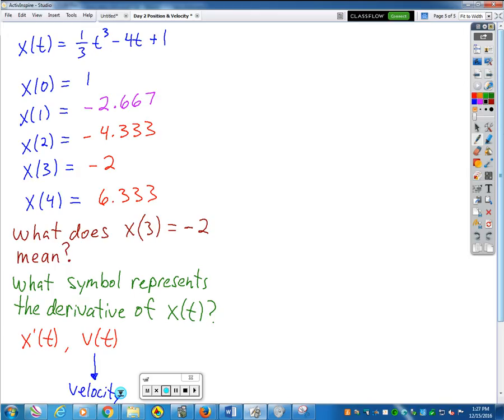Typically on the AP test, if they say a particle is moving back and forth, the symbol they will use to describe that motion is either x of t, or they'll sometimes use s of t. If the particle is moving up and down, they'll typically use y of t. Does that make sense? Anyone else? Awesome. Okay, so we know we have all those positions. We know that it's the velocity. We know it's the particle going back and forth. Therefore, we can draw.